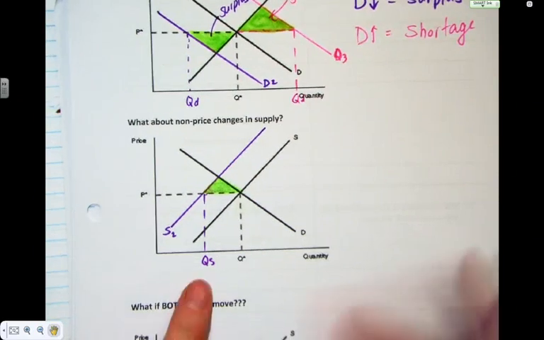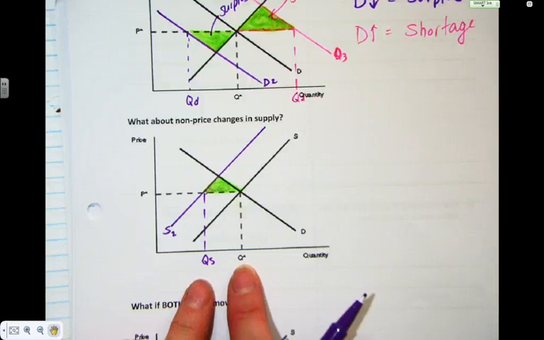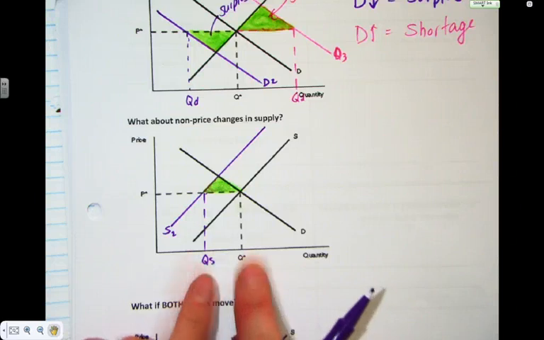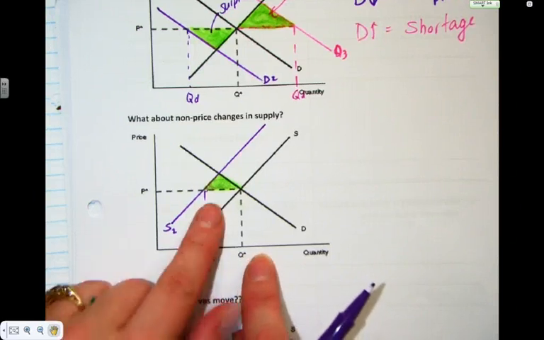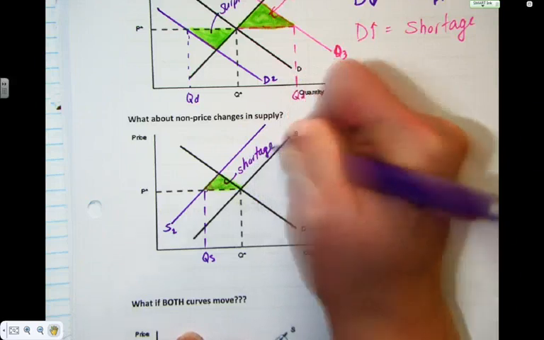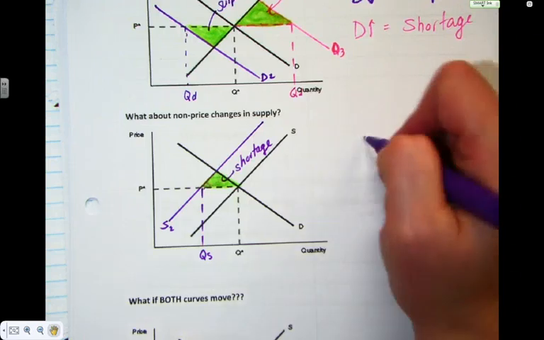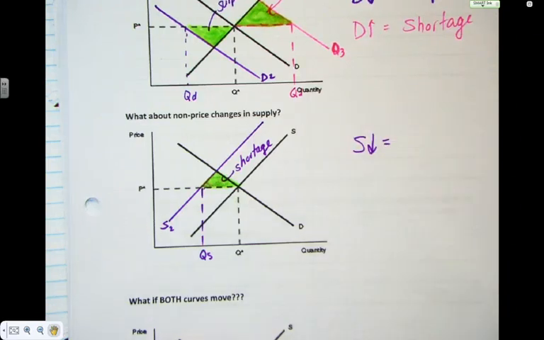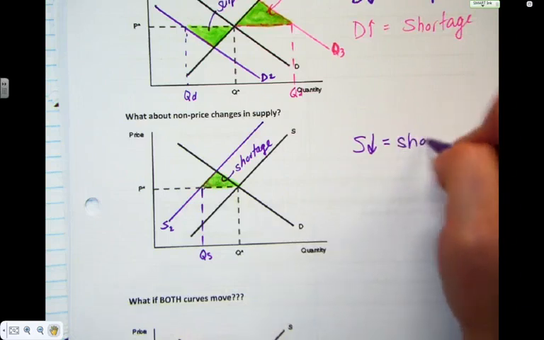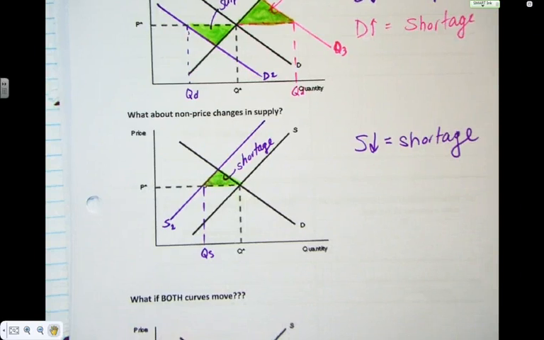And suddenly we have a QS that is lower than the equilibrium quantity. So if the quantity supplied is less than the quantity wanted, what's going to happen? Shortage, and that's why it's pointing up. So supply goes down, and we get shortage. Again, assuming everything else stays the same, price stays the same, demand stays the same.